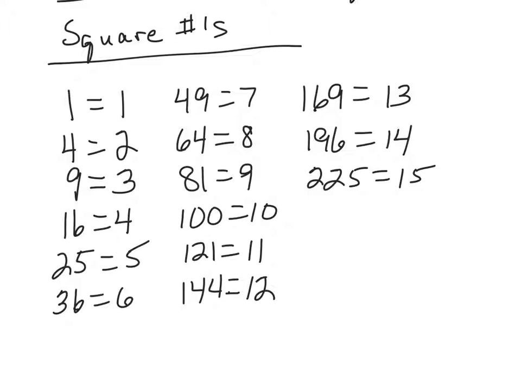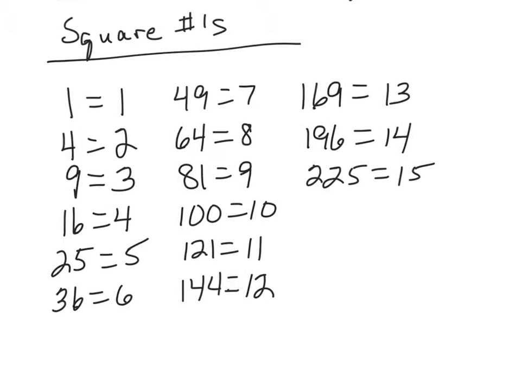So I usually suggest to my classes that they commit those to memory. You should know the first 10 anyway. You may know more than that. Any number beyond that, if you want to know if it's a square number, you can always just square root it on your calculator and see if you get a whole number. So that'll work. So what we're going to have here is one square number minus another. That's why it's called the difference of squares.